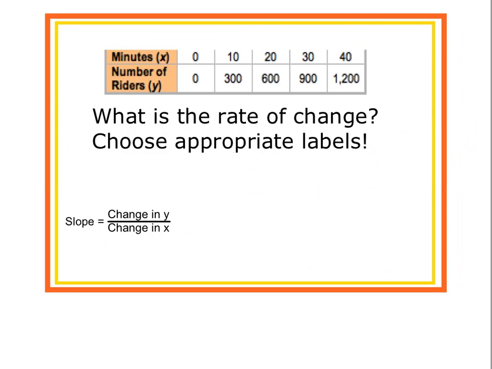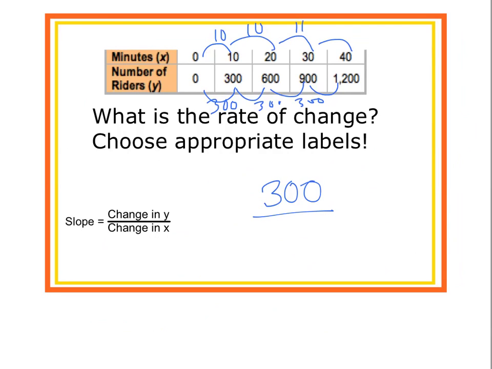Here's another table. It just goes the other direction. Remember, the Y change should go on the top, and the X change should go on the bottom. These should be the same as we go throughout because we're working with a constant rate of change, so it should be the same each time. So I've got 300, 300, 300, and so on. So the number of riders is changing by 300 every time, and the number of minutes is changing by 10 every time. So I'm going to put 10 on the bottom.